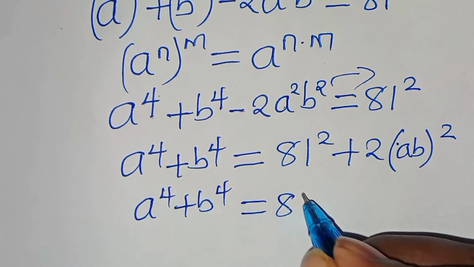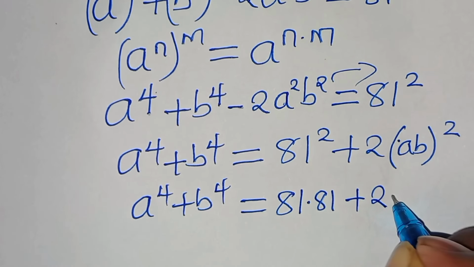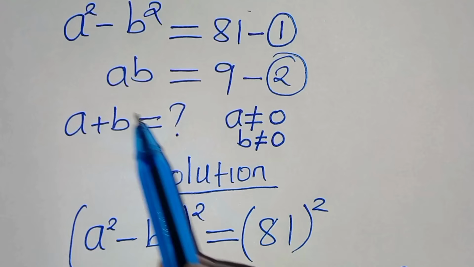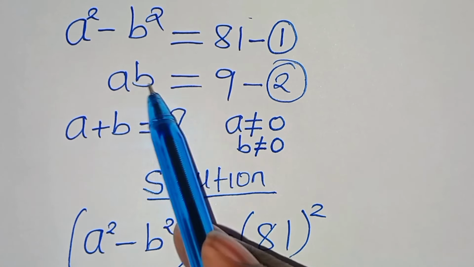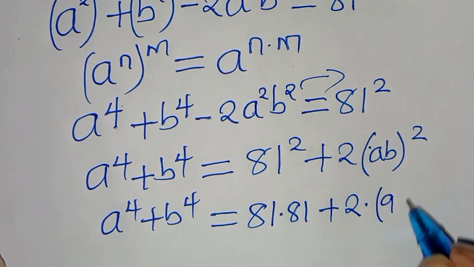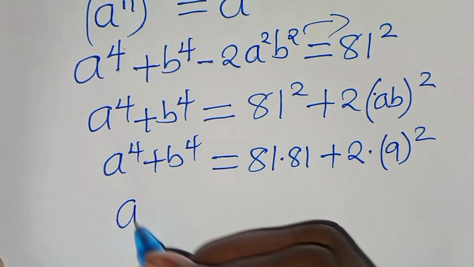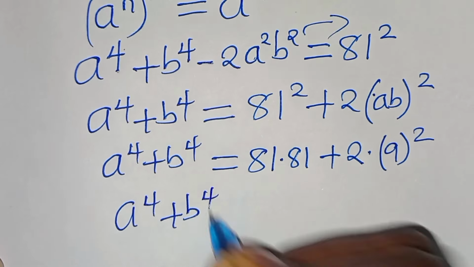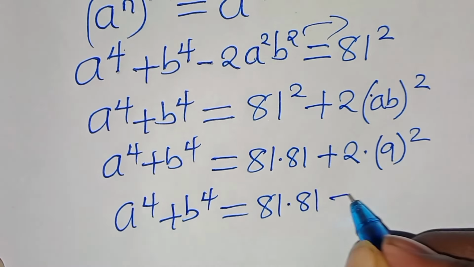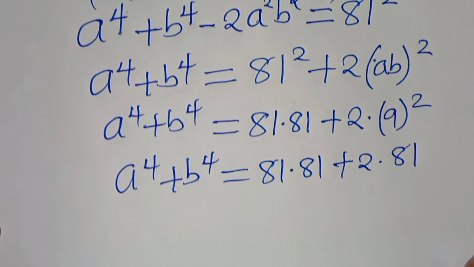This is the same thing as 81 times 81, then plus 2 multiplied by ab squared. Remember, ab is what we have in equation 2. Equation 2, ab is equal to 9. So let's substitute 9. So here we have 9 raised to the power of 2. So a to the power of 4 plus b to the power of 4 is equal to 81 times 81, then plus 2 times 9 squared, which is 81.